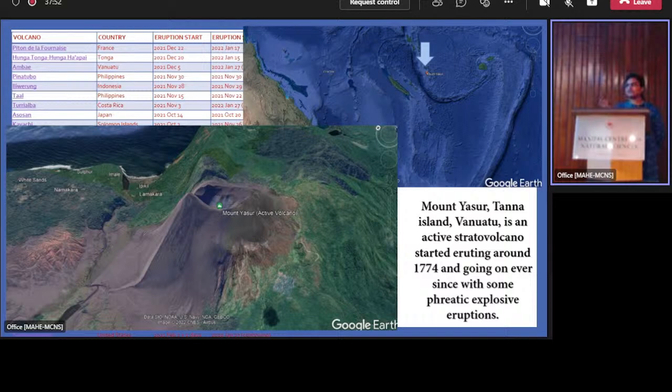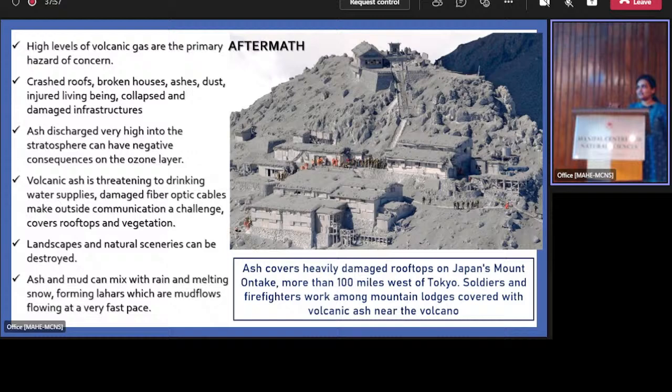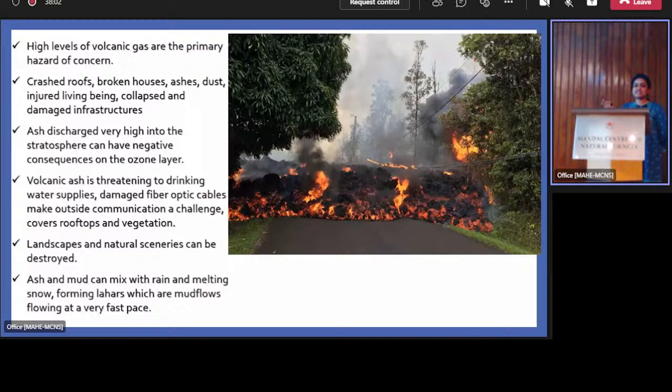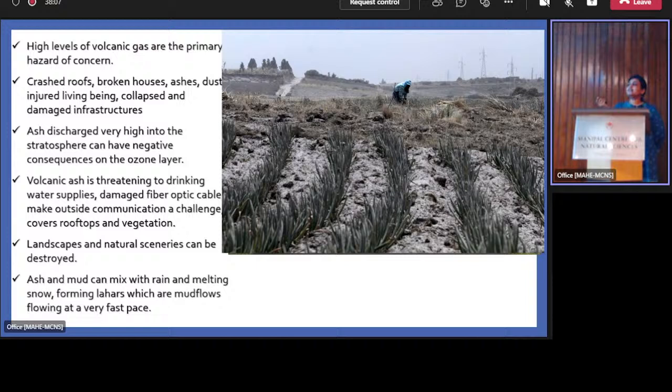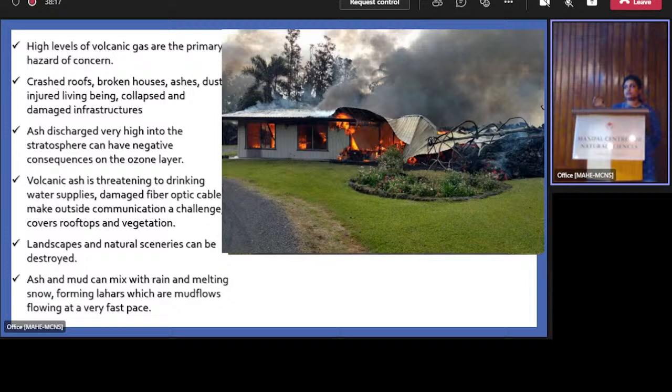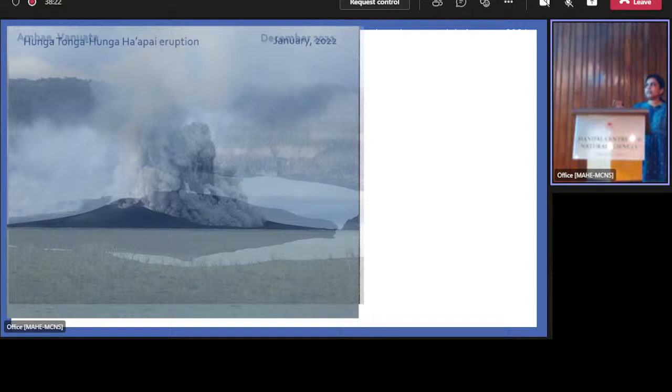Some aftermaths of this are very hazardous. There are some craters, broken houses. Volcanic ash threatens drinking water and heavily pollutes it. The landscapes and natural sceneries are destroyed. Rail stations are destroyed. And some ash and mud can also mix with rain and cause acid rain. So these are very dangerous. Some of the examples of 2021 eruptions. But this is the only natural disaster which has a positive effect.